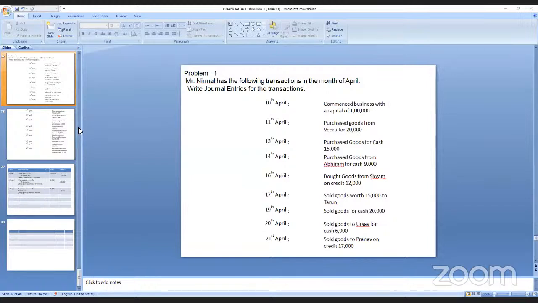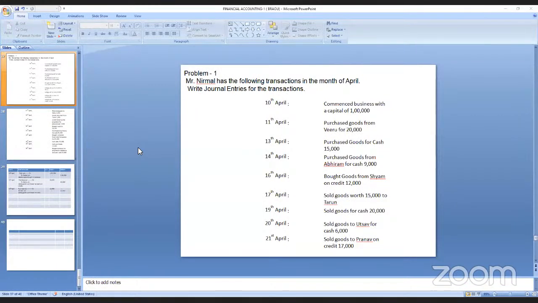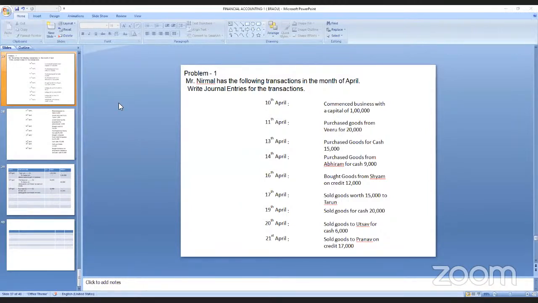17th April, sales account debit to Tarun account. Yes. Which one, Abdul Rahman? Which date? Tarun account debit to sales. When you are telling the answer, tell me the date.